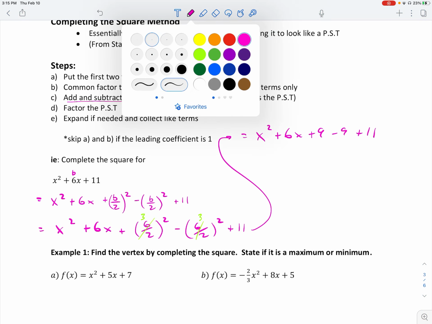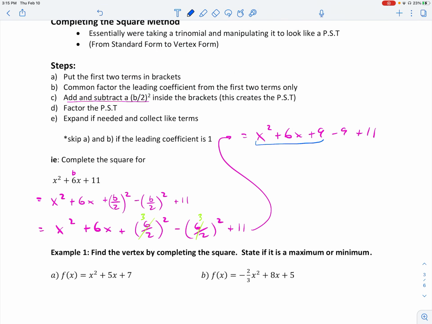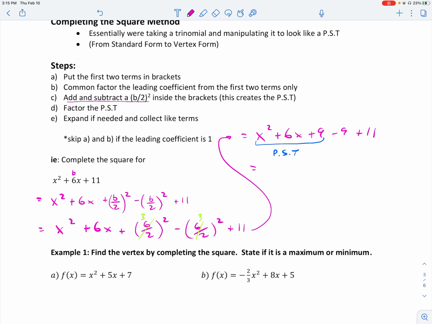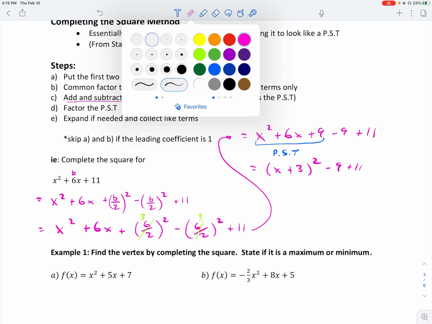All right, so now we have our perfect square trinomial. We're going to factor this. Remember, we take the square root of the first term, x, and then the square root of the second term, 3, and then we write it as squared. Lastly, we just steal our sign and put it in there, plus. That perfect square trinomial is now factored, and we just have the minus 9 and the plus 11 at the end.